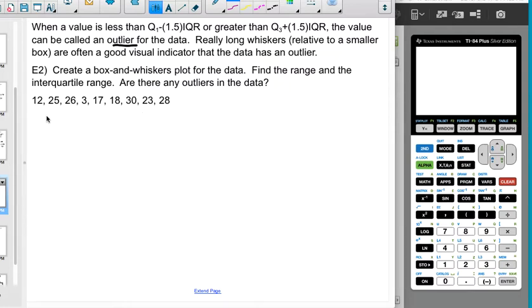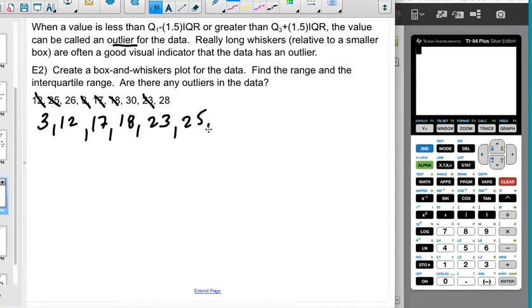Now this one's not in order. The first thing I'm going to recommend that you do is put it in order. So 3, 12, 17, 18, 23, 25, 26, 28, 30. Right, so the first thing I'm going to do is put them in order and count, right? 1, 2, 3, 4, 5, 6, 7, 8, 9. So since there are 9, right, my Q2 is in the middle, but now these are going to be a little harder because since there are 9, there is no middle.